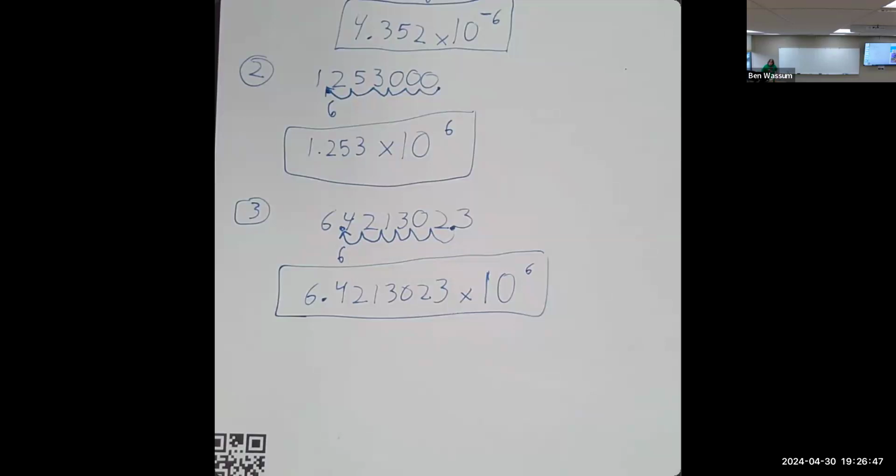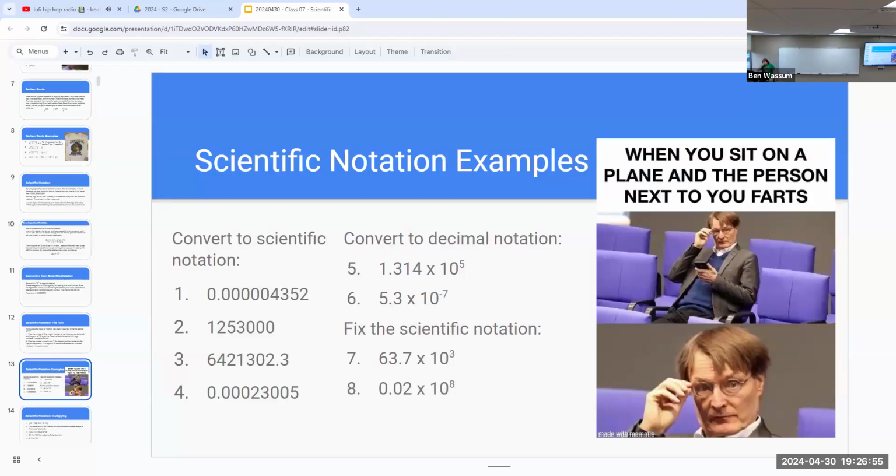That is it in scientific notation, but again, we would never put that in scientific notation. Kind of pointless. It's there to make our lives easier, not harder.